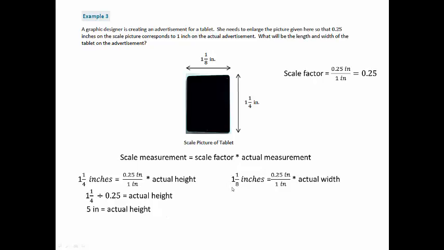For the width, 1 1/8 inches here is going to be equal to 25 hundredths of an inch over 1 inch times our actual width. Again, we're going to divide by the scale factor, and we get 4.5 inches, our actual width. So the advertisement needs to be 5 inches tall and 4.5 inches wide.